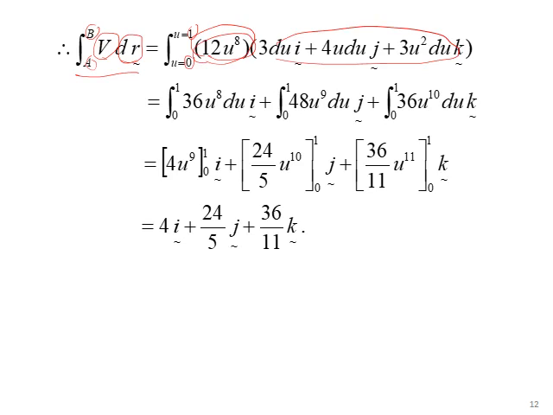Now this is a scalar multiplied by a vector, so I multiply by each one of them, i with i, j with j, k with k, and integrate each one of them with respect to du, as you can see here. Right? Do the integration. As an example, here u to the power 8 will be u to the power 9 over 9. Here u to the power 9 will be u to the power 10 over 10. Here u to the power 10 will be u to the power 11 over 11, as you can see here. Now next is to substitute between 0 and 1 and simplify. We get a vector. So the line integral for this curve, when it is a scalar, gives a vector.